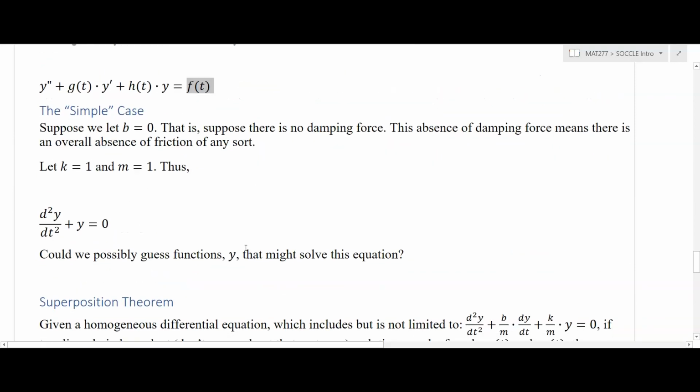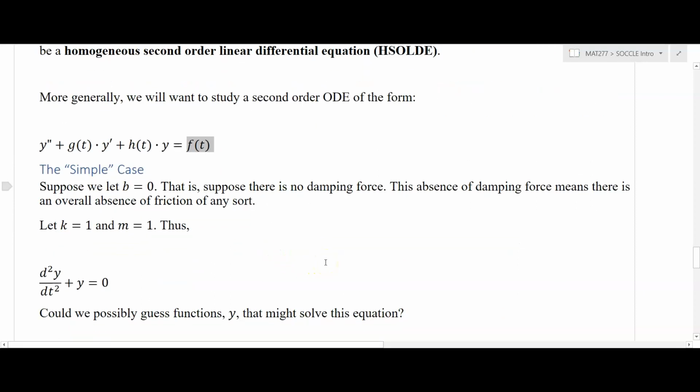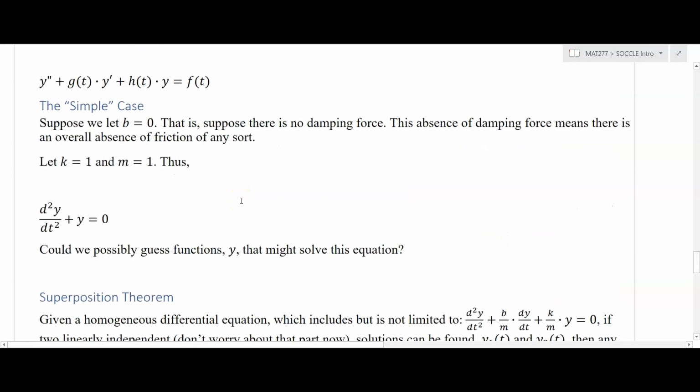So let's go ahead and take a look at the simple case. Suppose we let b equal 0. That is, suppose there is no damping force. This absence of damping force means there is an overall absence of friction of any sort. Going forward for a little while, we're going to assume there's no forcing function. We're going to focus on the homogeneous case.